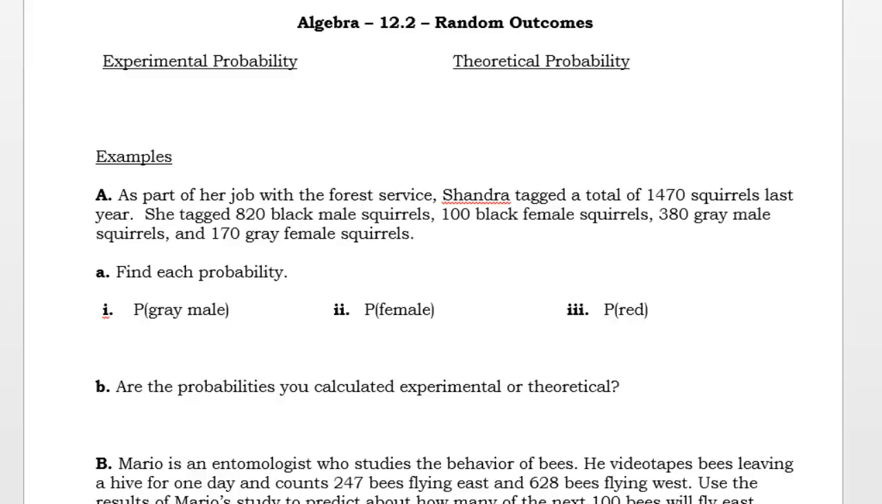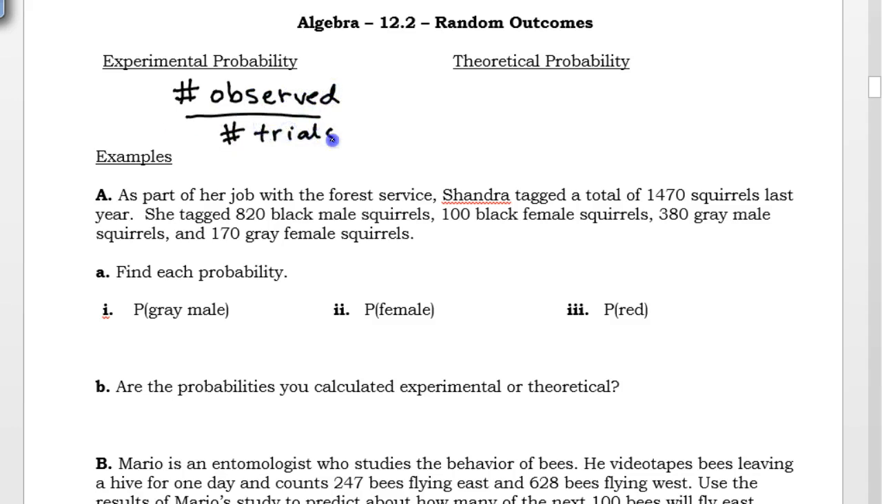This is Algebra, Lesson 12.2, Random Outcomes. So, the experimental probability is when you look at an experiment, or something that somebody's trying to do, and you look at the number of times they observe a specific event out of the number of trials that they do. Whereas theoretical probability is more what we were talking about in Lesson 12.1, where you consider the number of ways to get a specific outcome out of the total number of outcomes.